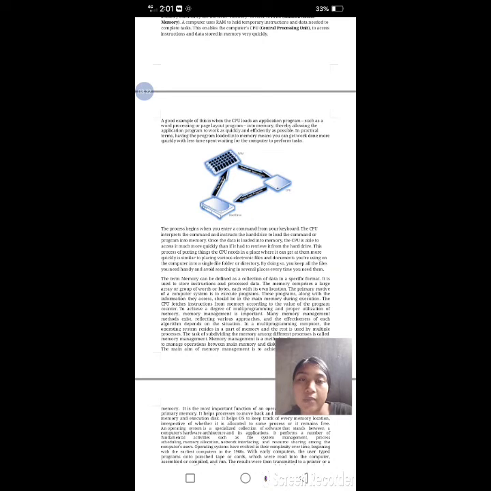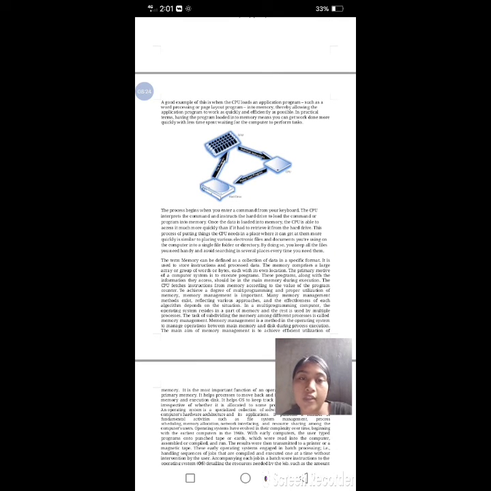A good example of this is when the CPU loads an application program such as word processing or page layout program into memory, thereby allowing the application program to work as quickly and efficiently as possible. In practical terms, having the program loaded into memory means you can get work done more quickly with less time spent waiting for the computer's performance.